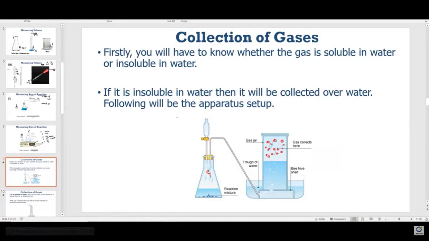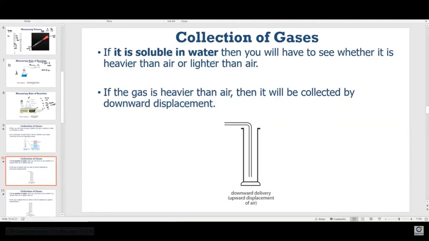And if the gas is soluble in water, then you'll have to check other properties. You'll have to see whether it is heavier than air or lighter than air. If it is heavier than air, then obviously it is going to travel downwards, and as it travels downwards, we collect it. So this method, which is quite commonsensical, is called the downward delivery method. Since the gas is heavier than air, the mass of air is 29 grams. If it is heavier than air, it's going to travel downward, and that's how we collect it.